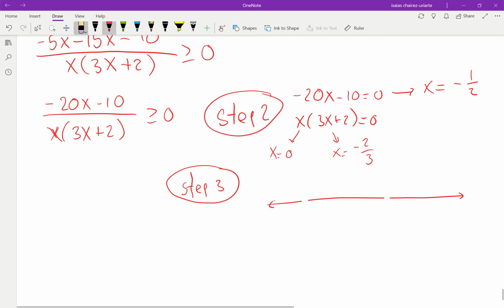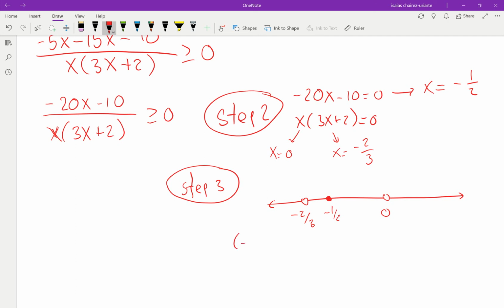Okay, so that's an open circle, that's an open circle, and somewhere over here, it's going to be a closed circle. So I'm going to say that this is negative 2/3, this is negative 1/2, and this is 0 over here. I have put my values from setting the numerator and the denominator equal to 0 on a number line. That creates 4 intervals for me.